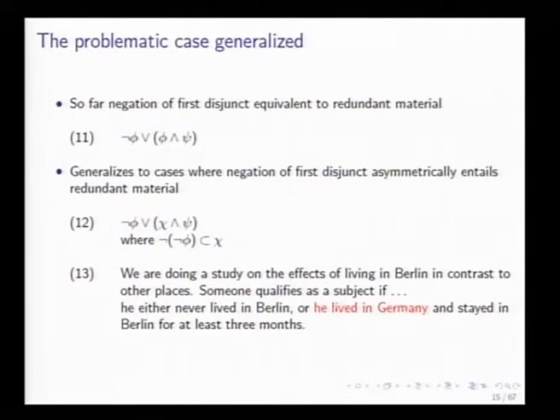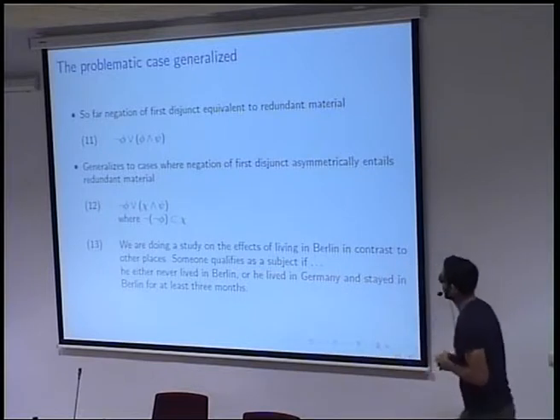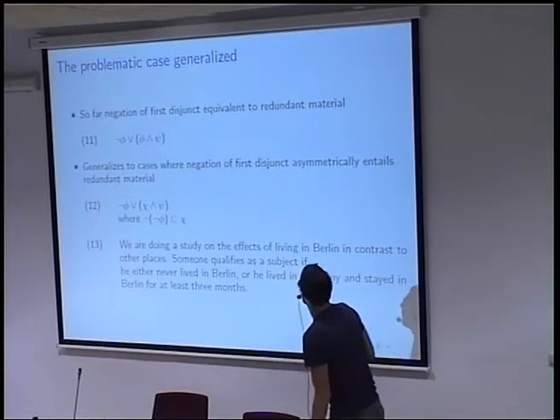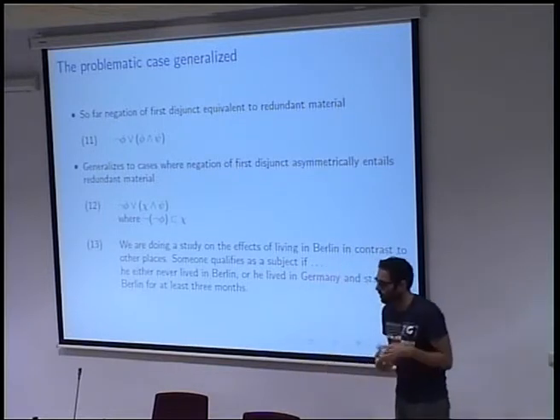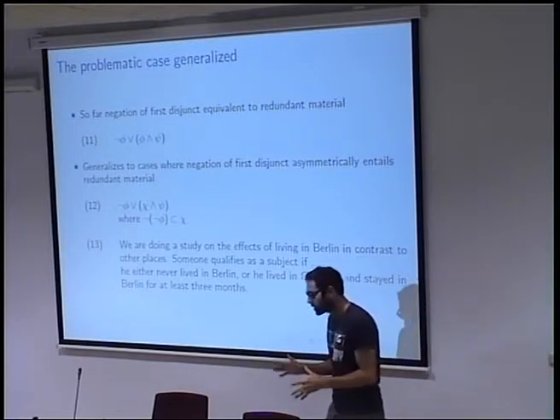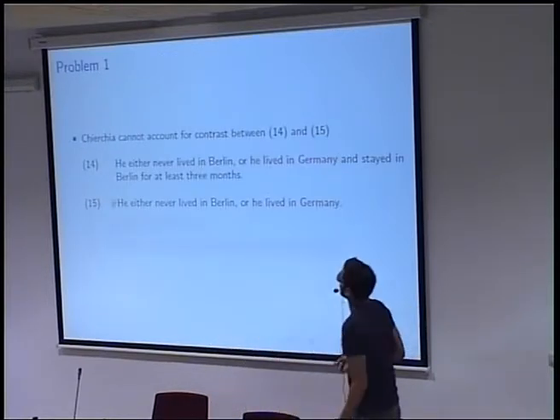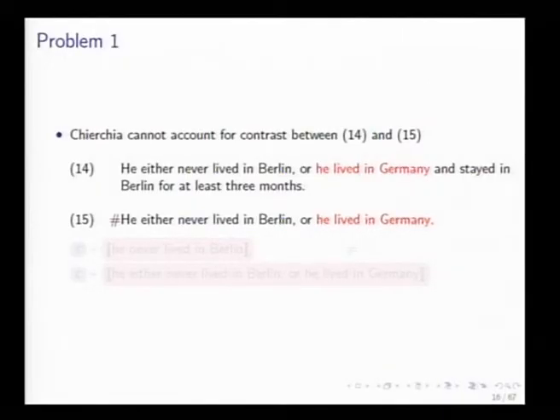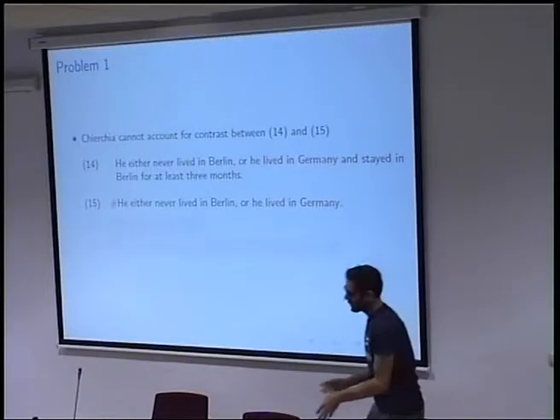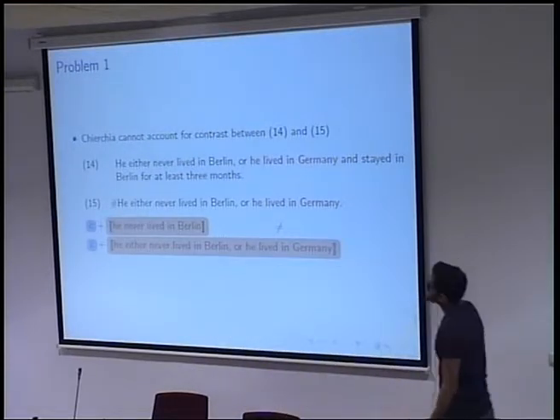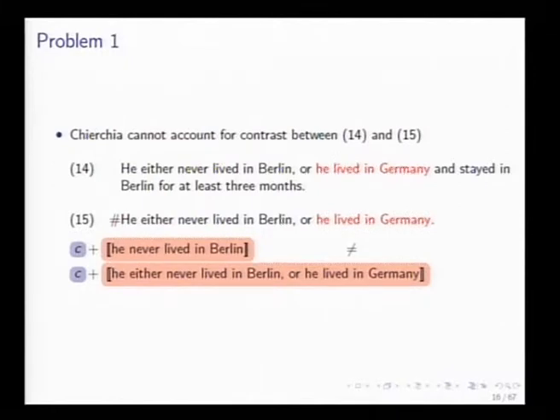Here you need a little bit more context. Here is our attempt. So we're doing a study on the effects of living in Berlin in contrast to living in other places. Someone qualifies as a subject if he either never lived in Berlin or lived in Germany and stayed in Berlin for at least 3 months. Okay? So this sentence is judged okay, and this is predicted by Gennaro for the same reason as before. However, if you look at a simpler version of that, he's predicting 14 to be okay for the same reason as before, but look at 15. He either never lived in Berlin or lived in Germany. So this is judged as degraded with respect to 14. There is a contrast here, but Gennaro doesn't predict that, because the update of the only context that you have, the initial context with the first argument, he never lived in Berlin, is different from updating with the entire disjunction. Okay, so this is the first problem for Gennaro.